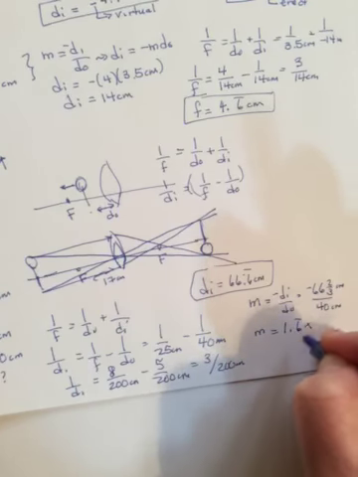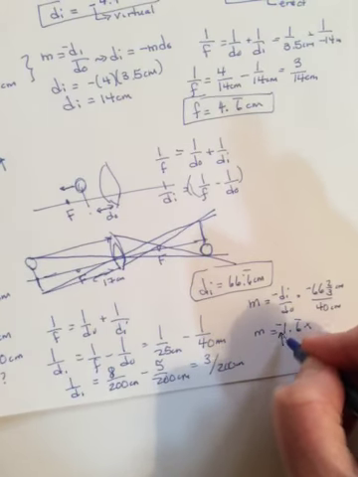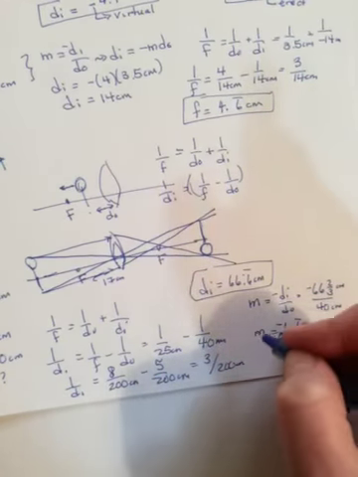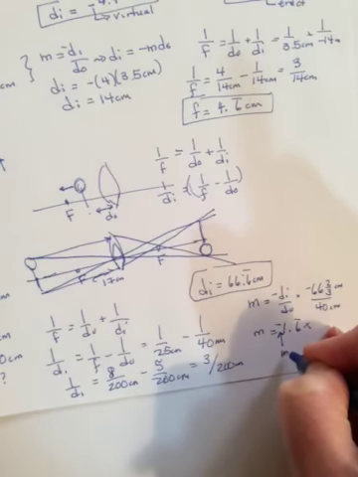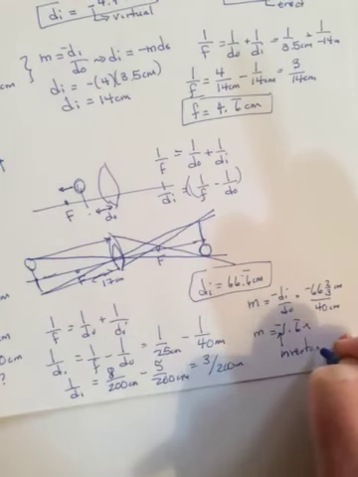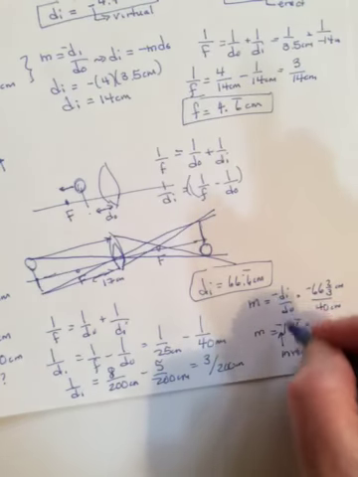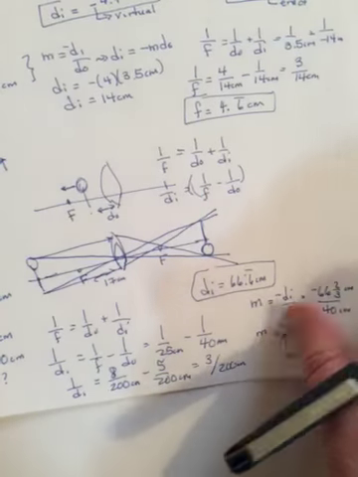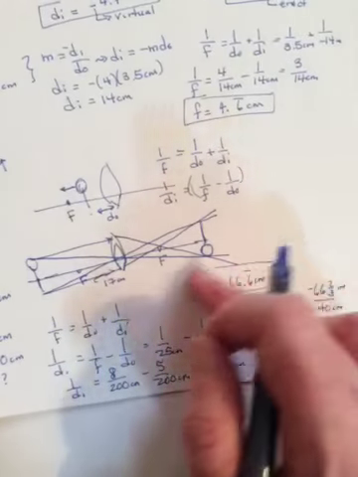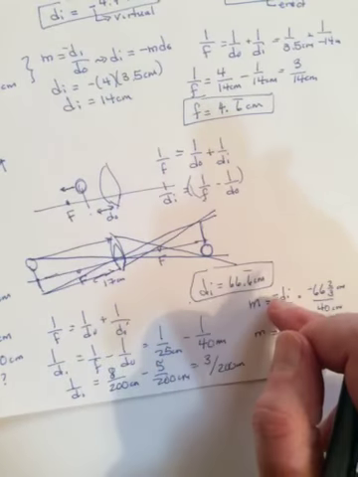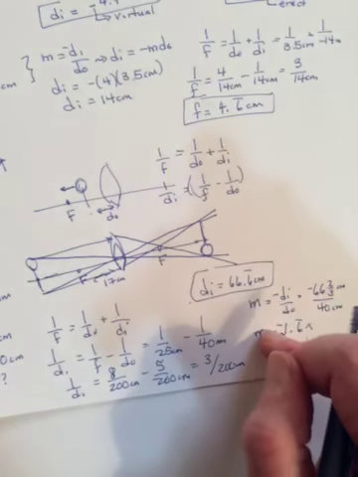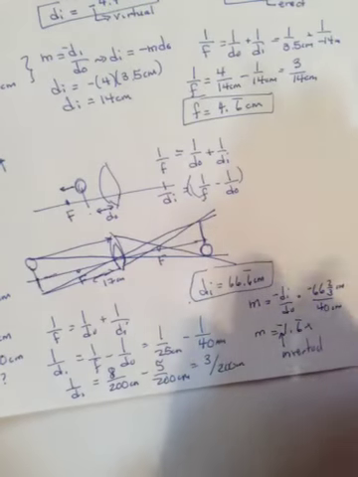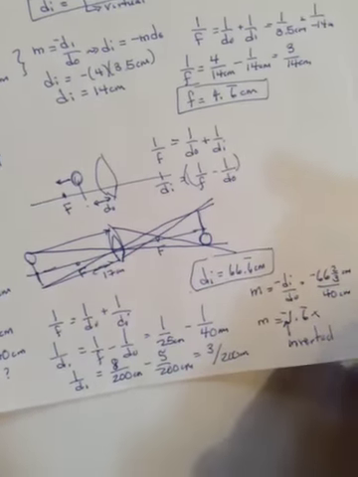1.6 repeating times, and it's a negative. Remember, a negative on the hi means inverted, and so a negative on the magnification also means inverted. Because this negative didn't come with the di, it's in the equation, it means it's inverted, which of course means it's real. If the negative is on the di up here, it means it's virtual. But because the negative was in the equation, giving us an overall negative on the magnification, because the di was positive, it means inverted and therefore also real.